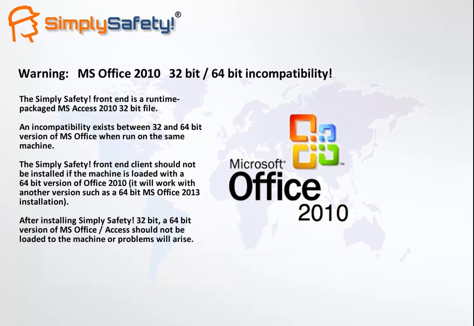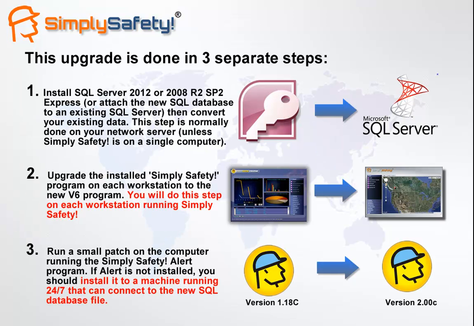The Simply Safety front-end client should not be installed if the machine is loaded with a 64-bit version of Office 2010. It will work with another version such as the 64-bit MS Office 2013 installation. After installing Simply Safety 32-bit, a 64-bit version of Microsoft Office or Access should not be loaded to the machine or problems will arise. This upgrade is done in 3 separate steps.